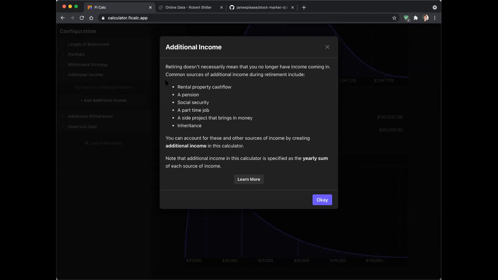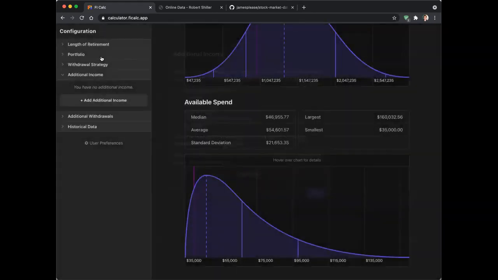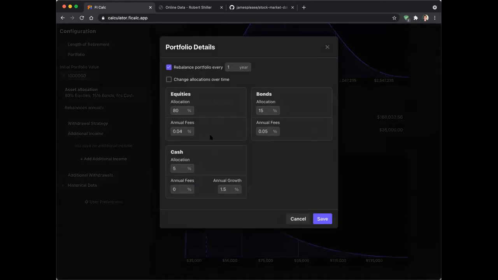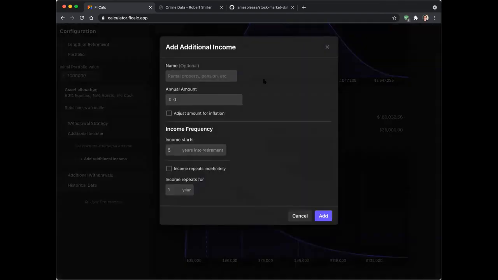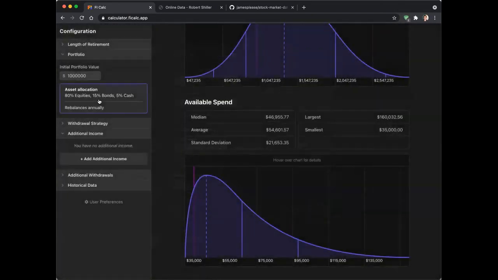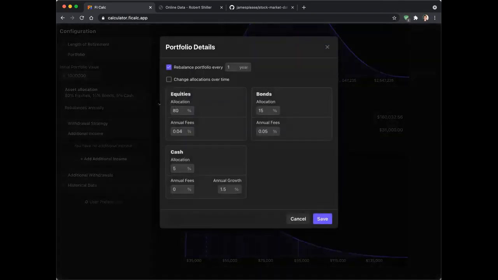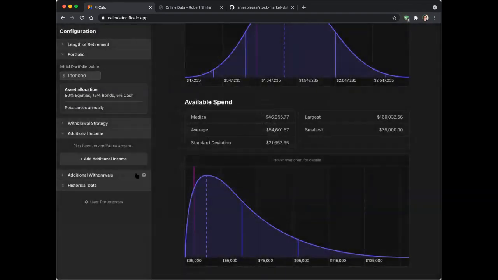Is this where dividend income would be entered as well? Dividend income is factored in through these assets that you have here, so you would not need to enter a separate dividend income as additional income. These are all things that are separate from the portfolio that's defined above, if that makes sense, Greg.